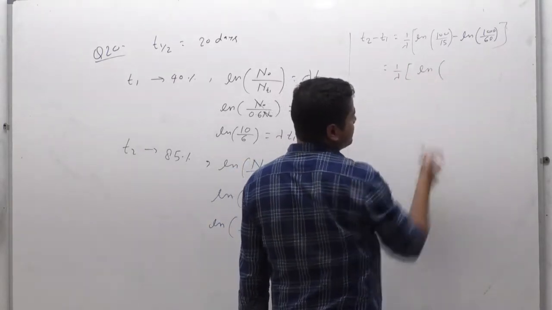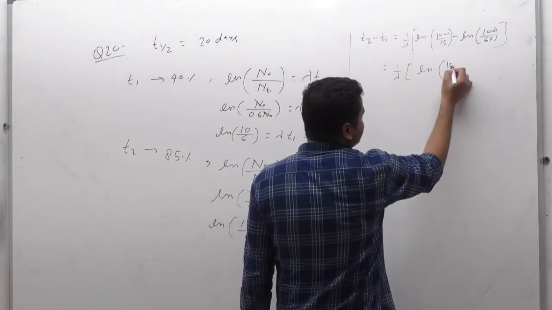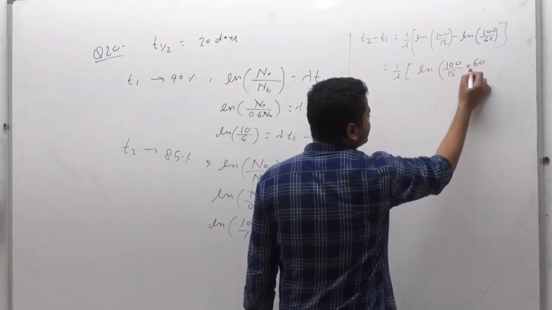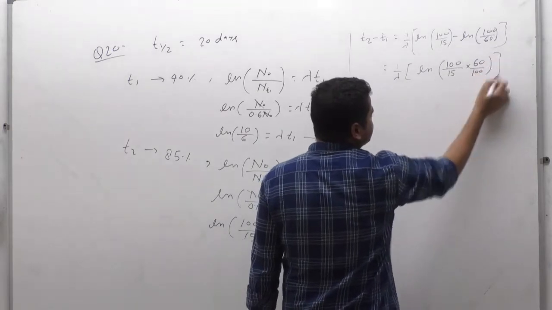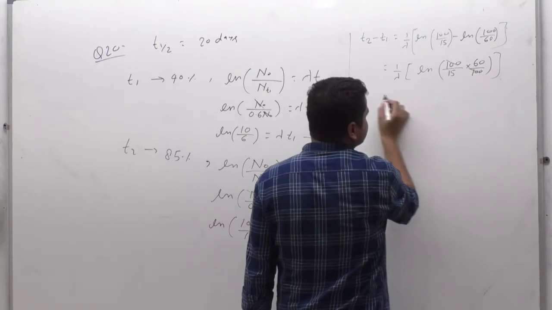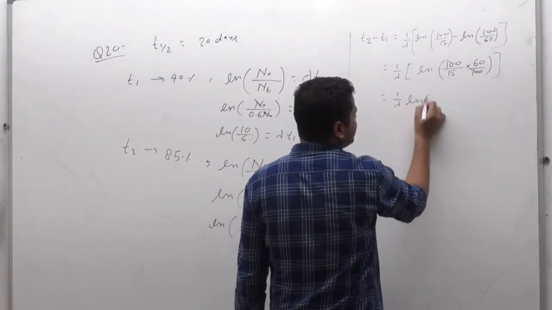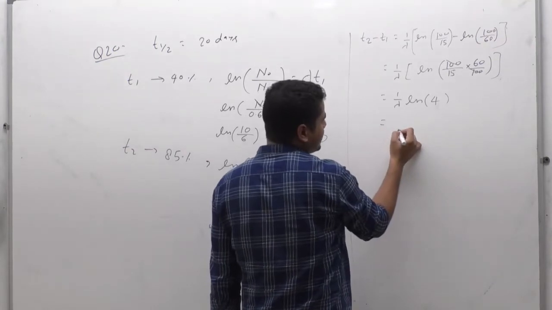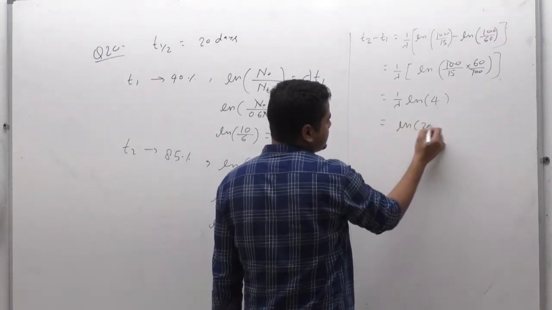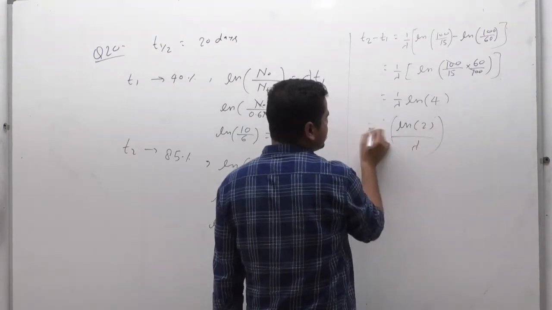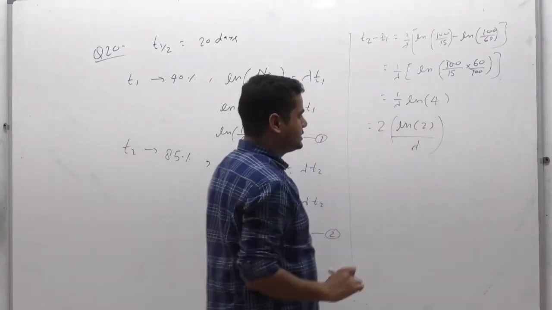So this is equal to 1 upon lambda. Apply the properties of logarithm. So this will be ln of 100 upon 15 times 60 upon 100. So the 100 cancels each other, and 15 into 4 is 60, so this will be 1 upon lambda ln 4. So this is the time, and you can write it as ln 2 squared upon lambda; the 2 will come outside. So this is the answer.